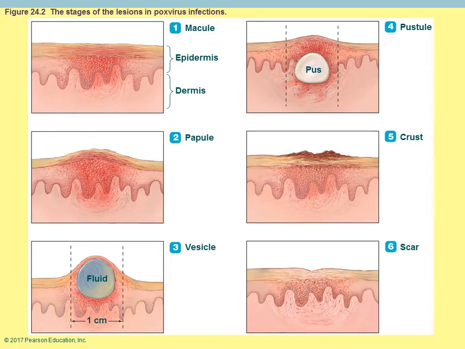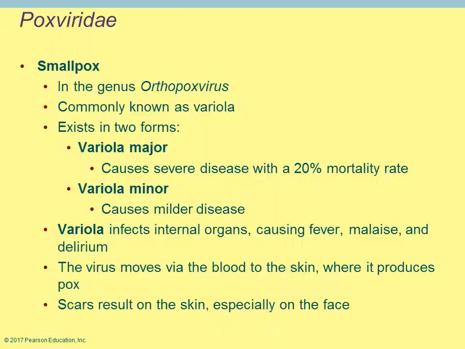You tend to have the vesicle recede a little bit, and that vesicle becomes filled with pus, and that's referred to as the pustule. You get a crust formation on the surface of the skin, and then you're left with a scar. Now, this all takes, obviously, time.